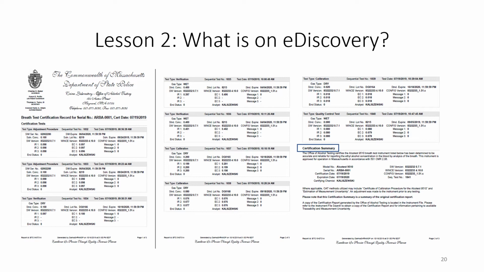When the analysts in the lab are certifying the instrument, that information is ultimately saved and pushed to the eDiscovery portal to generate summaries such as these. You can view the actual documents that are printed during the certification process and are contained in the instrument file kept in the Office of Alcohol Testing by conducting a search of the instrument file. And I'll show you how to do that in just a few slides.